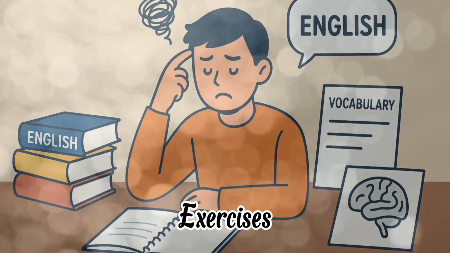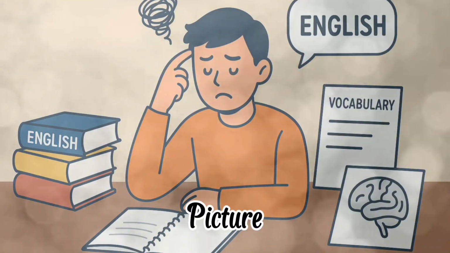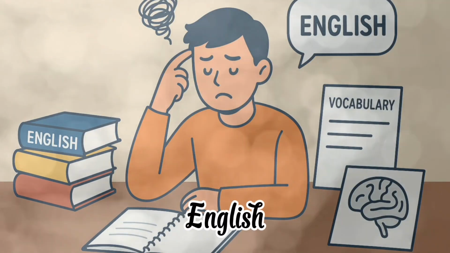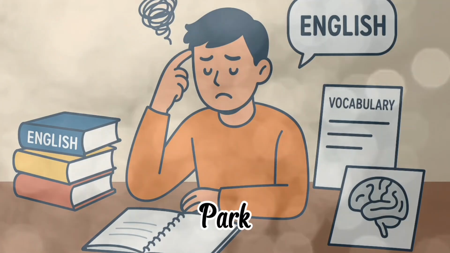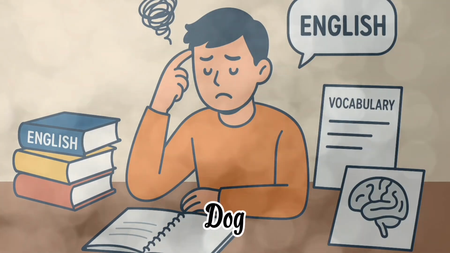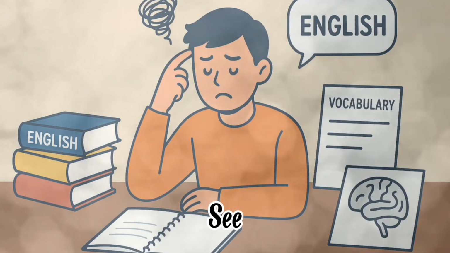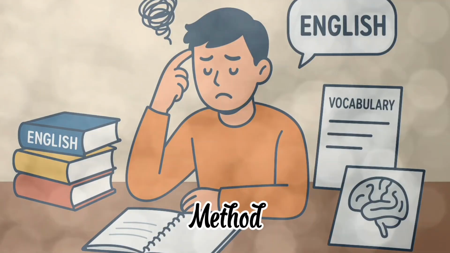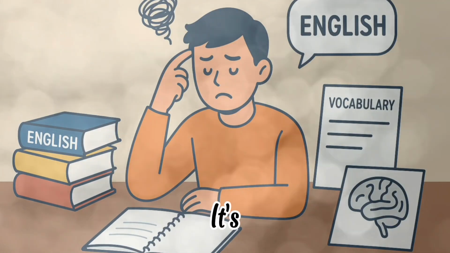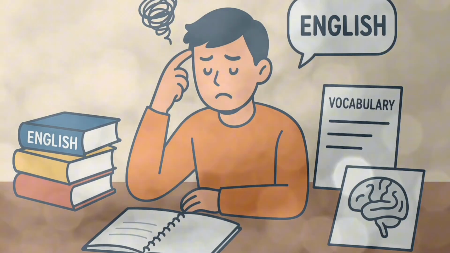One of the best exercises to speed up your English thinking is picture storytelling. Look at a picture for 30 seconds and describe everything you see in English. For example, if you see a photo of a park, say there are children playing, the sun is shining, a man is walking his dog. Don't translate, just describe what your eyes see. This method activates your visual memory and connects it directly with English vocabulary. It's fun, creative, and one of the most effective mental workouts for fluency.